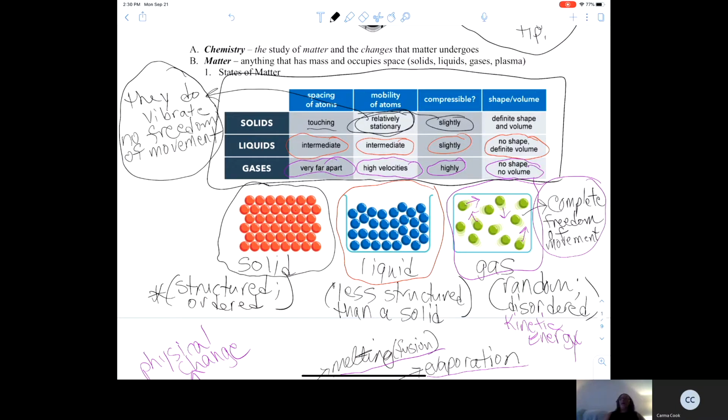Solids have their own shape and volume. The particles of a solid are in very, very close proximity to each other. They are touching each other and therefore have no freedom of movement and therefore no kinetic energy.